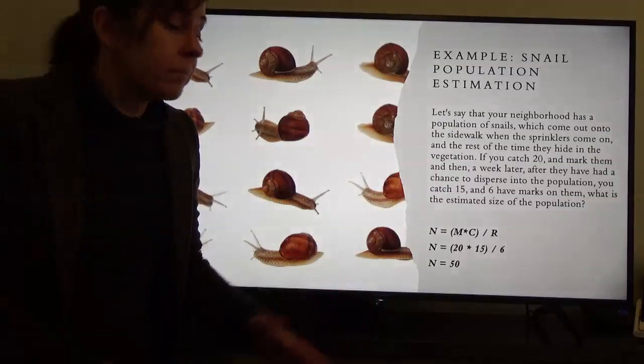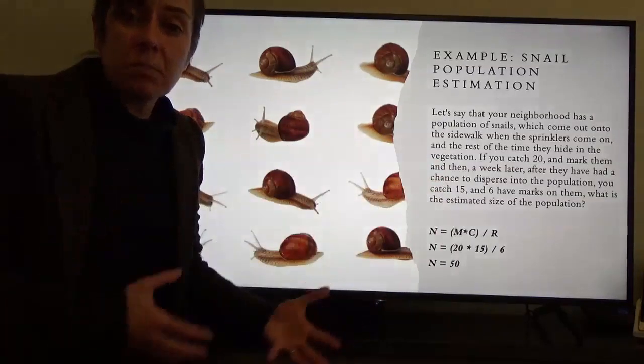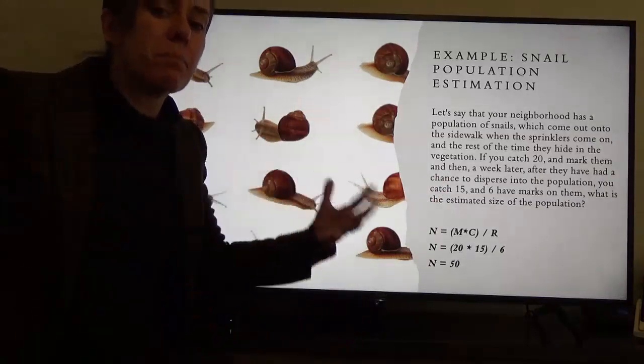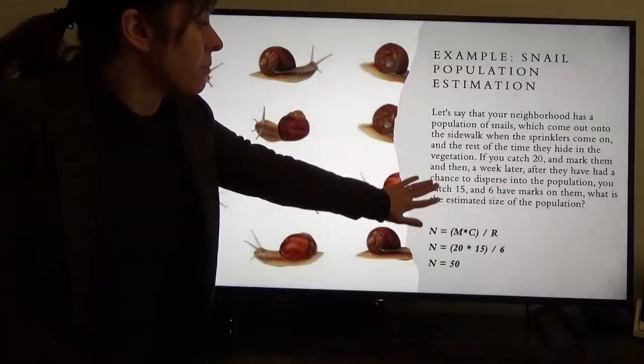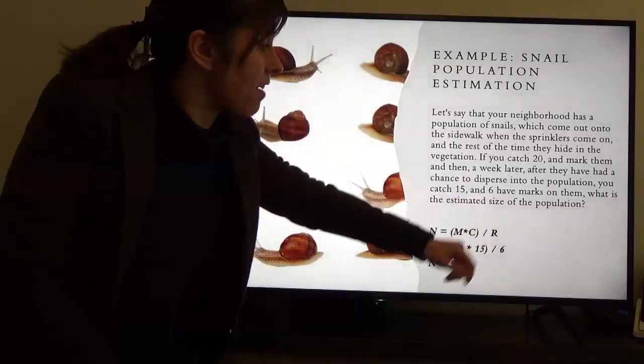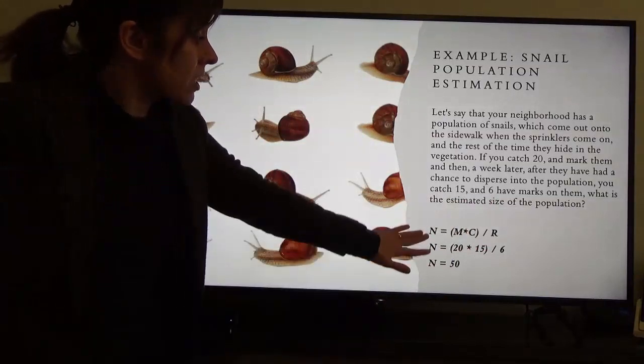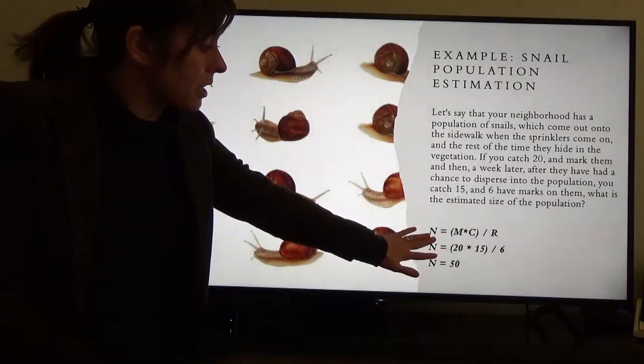A week later, they've dispersed into the population. They will have intermingled with that broader population. You catch another 15, and 6 of them have marks on them. So 6 out of the 15 that you've caught have marks. So we can use that formula to estimate the size of the population.